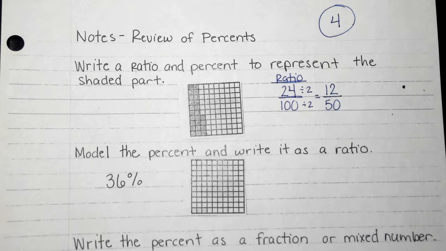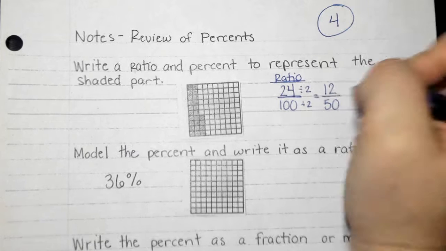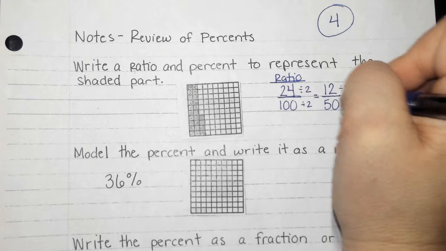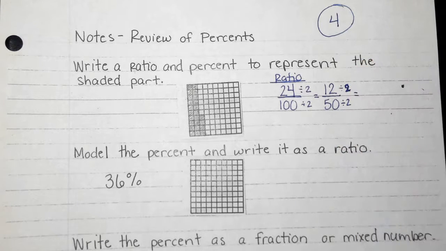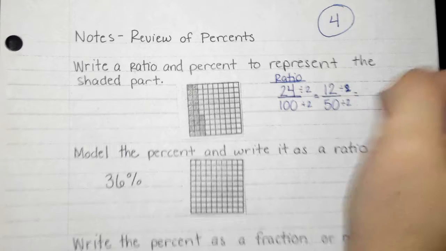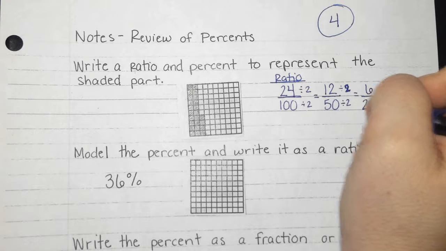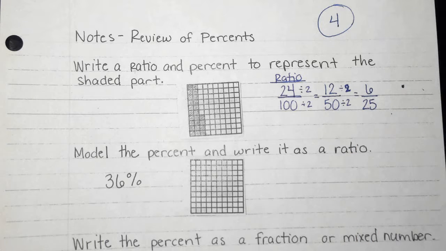Annabella? Divided by 2. Divided by 2 again, which means in the beginning, what could I have divided by? 4. We could have divided by 4, but that's okay. Can I just divide by 2 multiple times? Yeah. Absolutely. So 12 divided by 2 is? 50 divided by 2 is? 25. All right. 6 over 25 looks a lot better. Can I leave it like that?